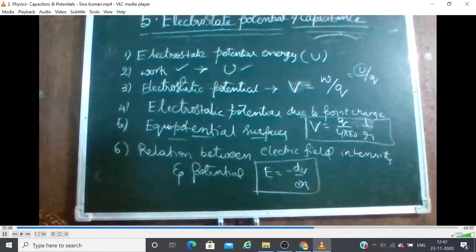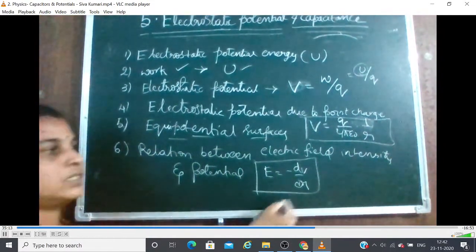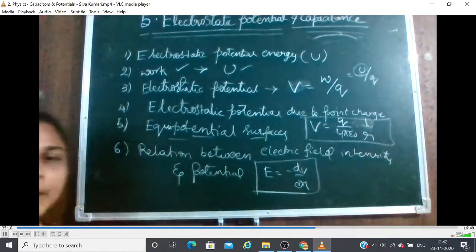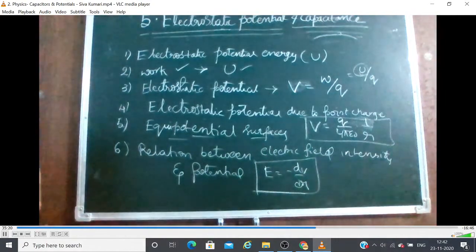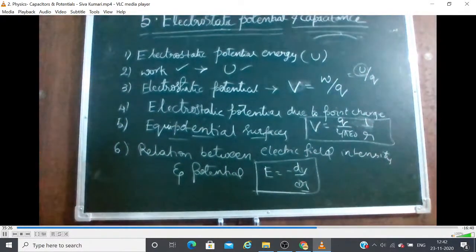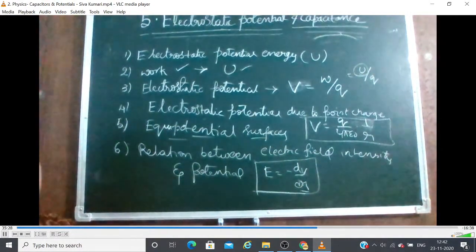And also the relation between electric field intensity and the potential is a very important relation, in which the equation is given by E is equal to minus dV by dr, which is also called the potential gradient, in which V is the potential and R is the distance or the radius, depending upon the situation, the example we have taken there.